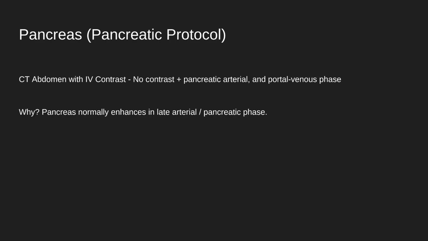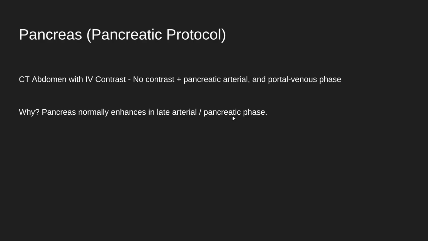In pancreas, they have their own protocol. They call it the pancreatic protocol or pancreatic mass protocol. In any case, if you want to visualize the pancreas, you order a CT abdomen with IV contrast. In general, you may do one without contrast, but really you want to do it with IV contrast. You want to focus on two phases. The portovenous phase is the most important one, but you also can do pancreatic arterial phase.